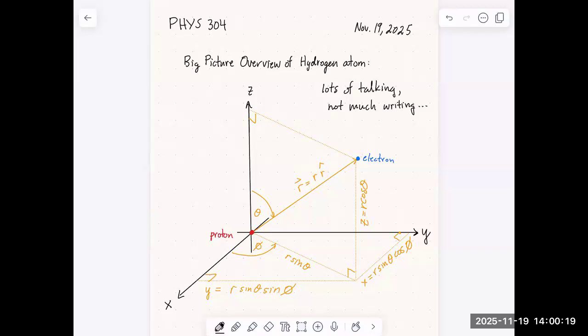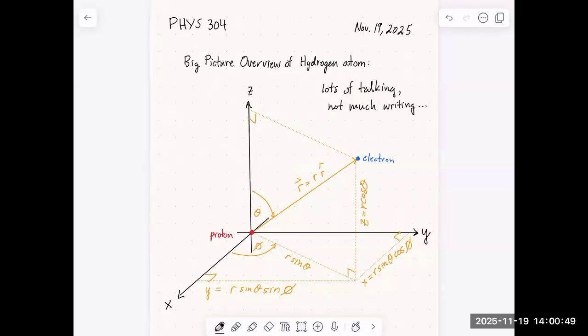We've been deriving things for the hydrogen atom for a long time, and it's nice to step back and look at the big picture, see where we've been, what we've accomplished, and where we want to go in the next handful of classes. So what I've done is I've drawn here just the standard three-dimensional coordinate system. So it has an X, Y, Z axis, and then I have the spherical coordinates on there as well.